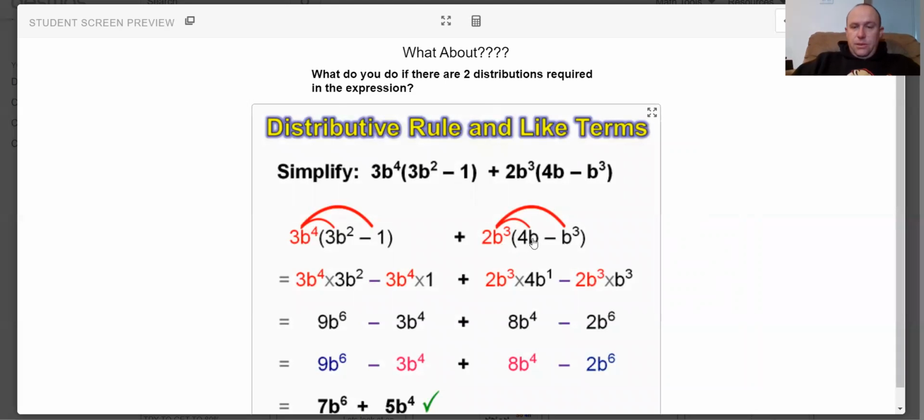And then do the same for the other one. 2 times 4 is 8. 3 add 1 gives me 4 for my exponents. And no numbers here, just one number at the start here, 2.